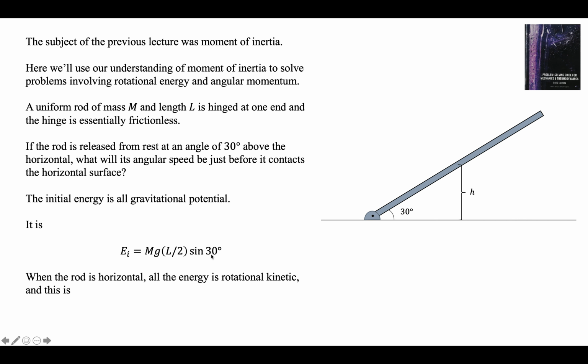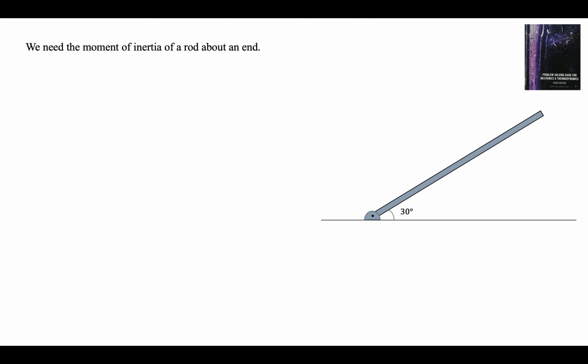When the rod's horizontal, all the energy is in rotational kinetic. It's pure rotation. There's no translation. This is 1/2 I omega squared. We don't know the moment of inertia of a rod about an end. Well, I do, but let's derive it. We need the moment of inertia of a rod about an end.